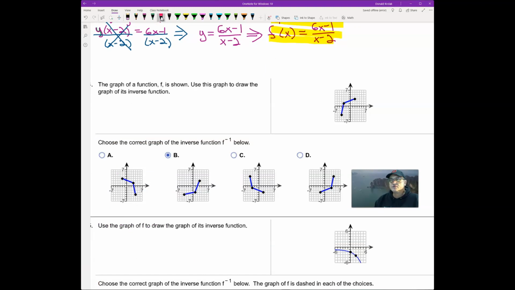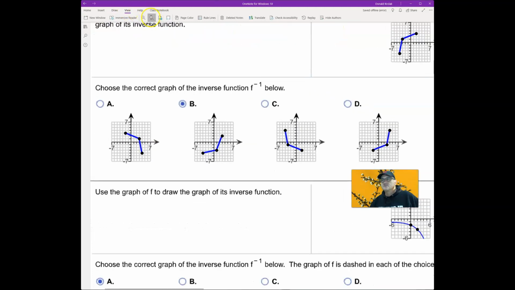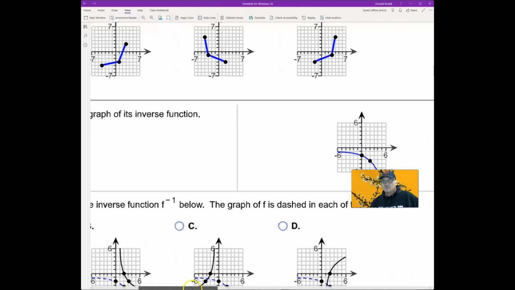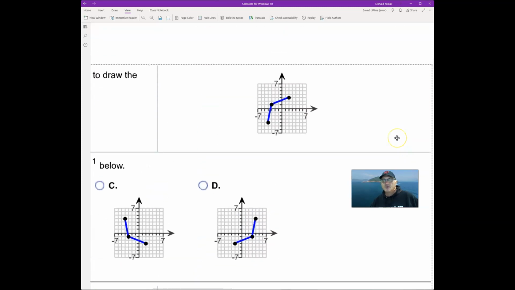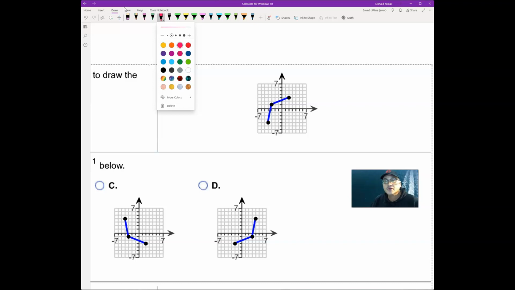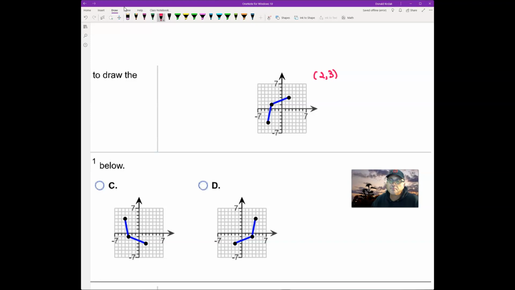The graph of function f is shown. Use the graph to draw the graph of its inverse. So what you're going to do is just take these points and switch their x and y coordinates. The coordinates that I have here, this would be 2, 3. So I'm going to plot that as 3, 2. This second point here is negative 3, positive 1. So that's going to become 1, negative 3.